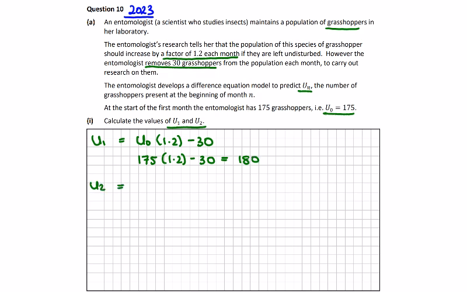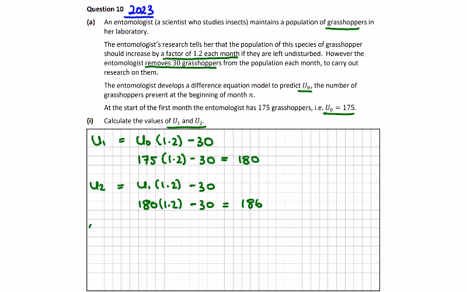U2 would be U1 times 1.2 minus 30, which is 180 times 1.2 minus 30. So the growth is 36, and 36 minus 30 will be 186.